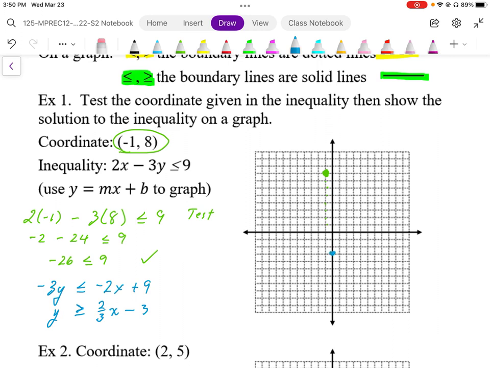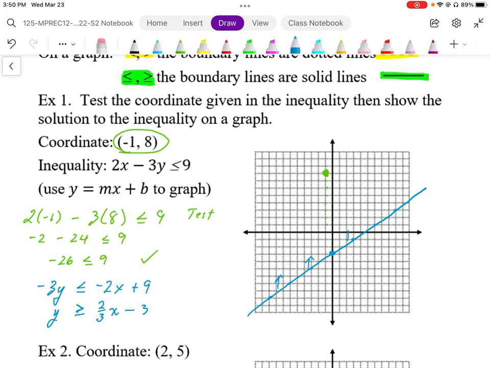So then we draw that in. So there's -3, and we have slope of rise of 2, run of 3. So I can just show a few points here, okay, that indicate the coordinates along that line. Okay, and since it's greater than or equal to, we want to show this as a solid line through those points. And since y is greater than, we know that's going to be above this line.